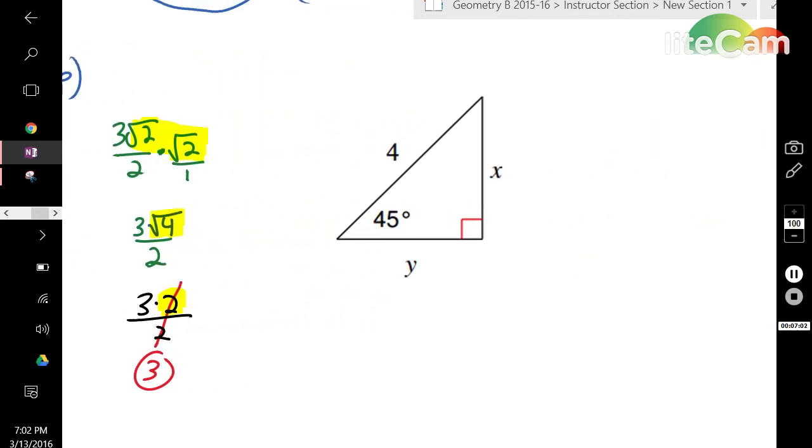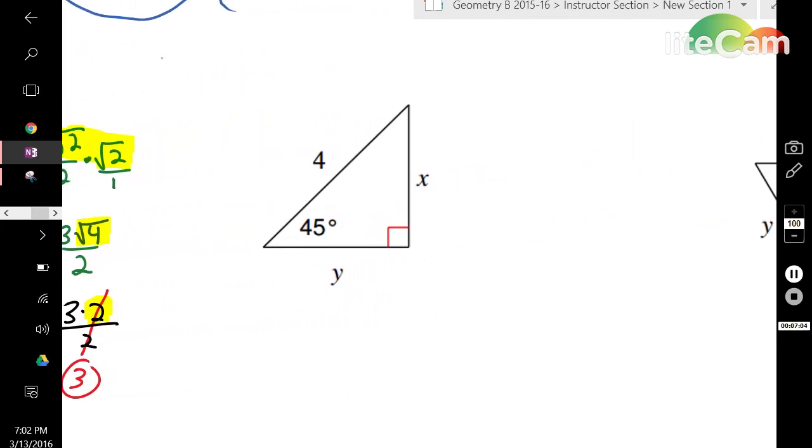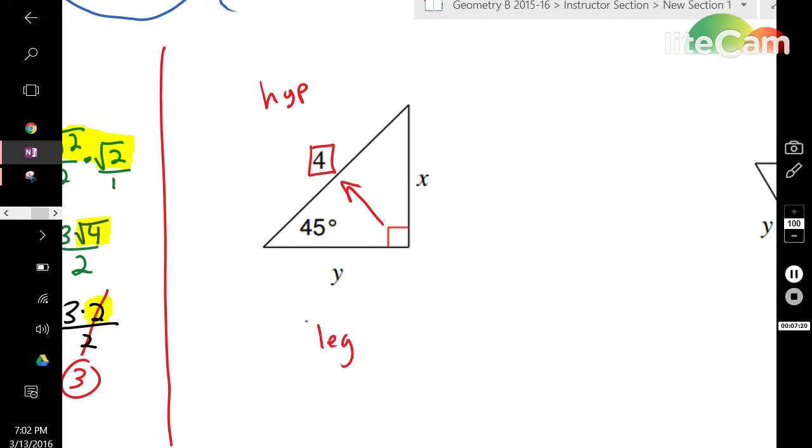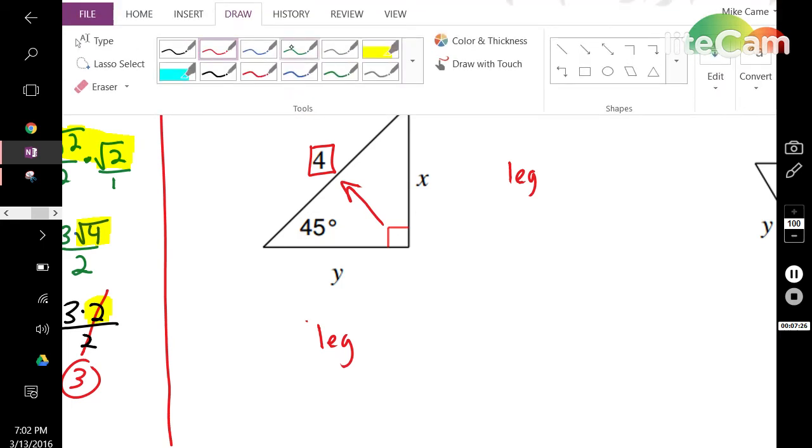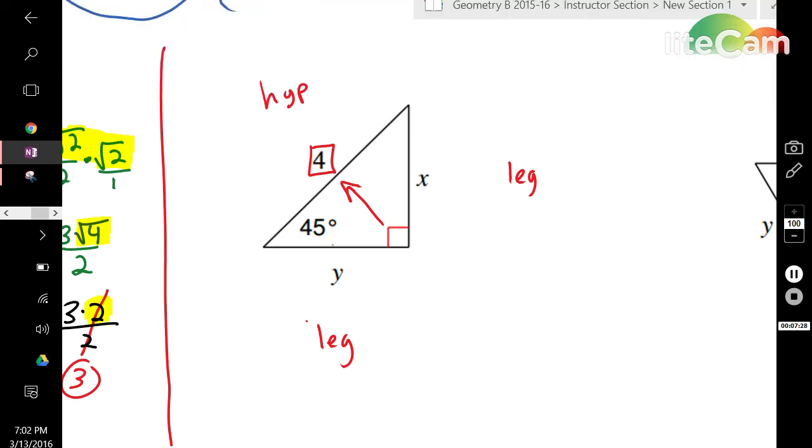Moving on to our next example. In this example, they give you 4, and they're asking for x and y. 4 is the hypotenuse. It is across from the 90-degree angle, in case you didn't know. X and y are your legs. And again, in a 45, 45, 90, the legs are always congruent.